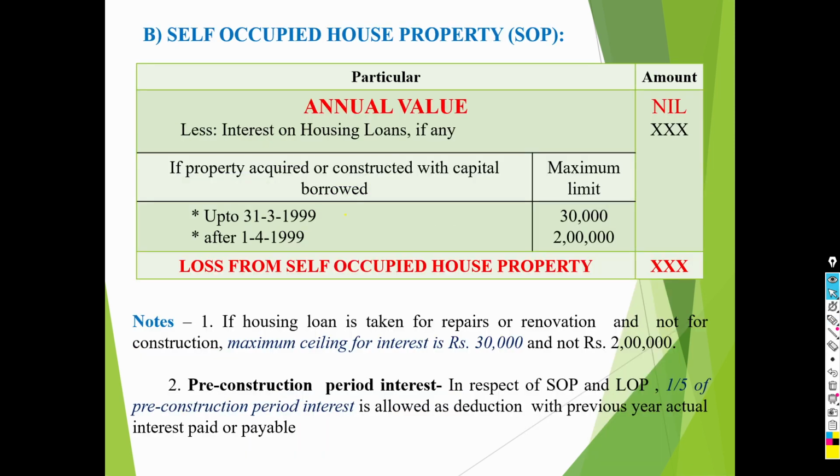Now see the next pro forma, that is self-occupied house property. In case of self-occupied house property, you have to follow this simple pro forma. Annual value of self-occupied house property is always nil. Only one deduction under section 24 is applicable, that is interest on housing loan, if any.